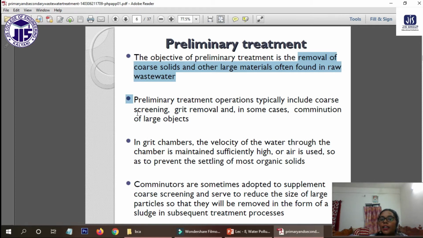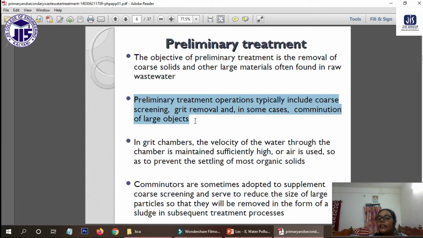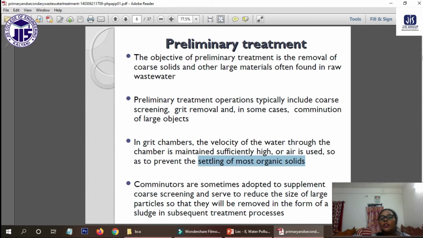Okay, so these are the steps of the preliminary treatment. First of all, we have screening. Second, we have grit removal, and in some cases comminution of large objects. In the grit chamber, the velocity of the water is maintained sufficiently high, or air is used, so as to prevent the settling of most organic solids. Whatever organic solids we have in our water will not settle down. So this is called the grit chamber.